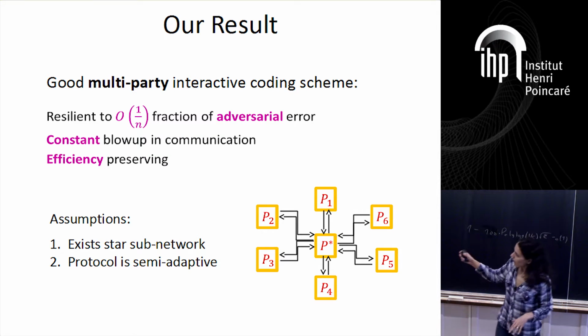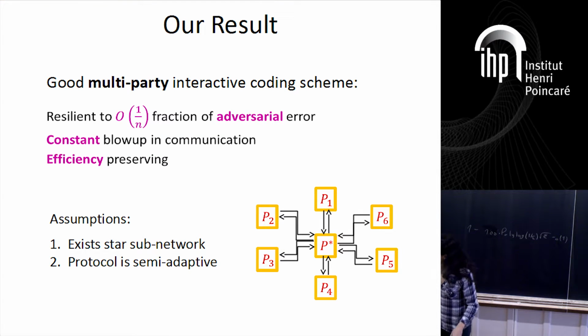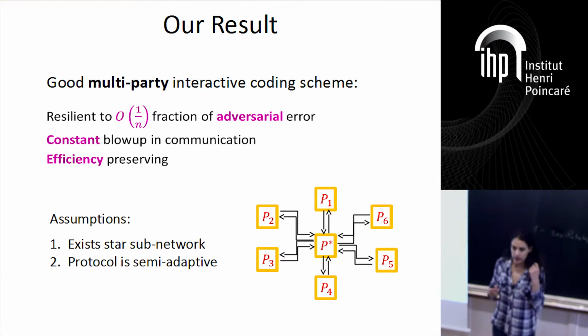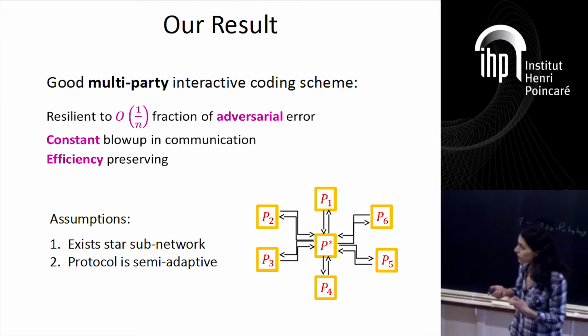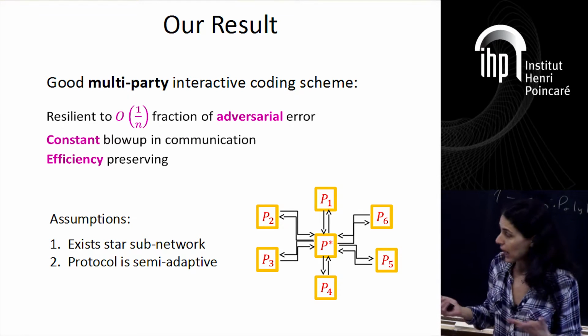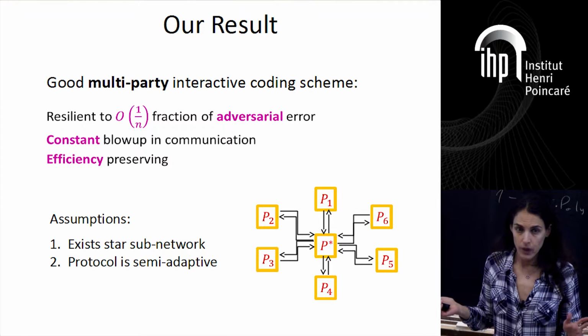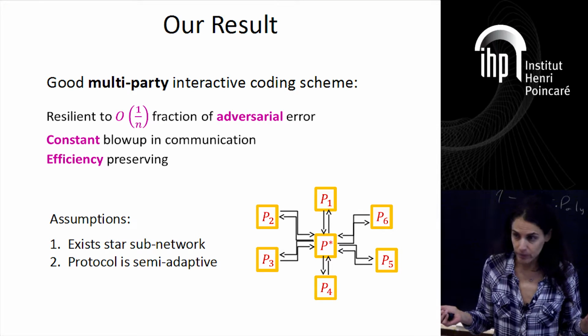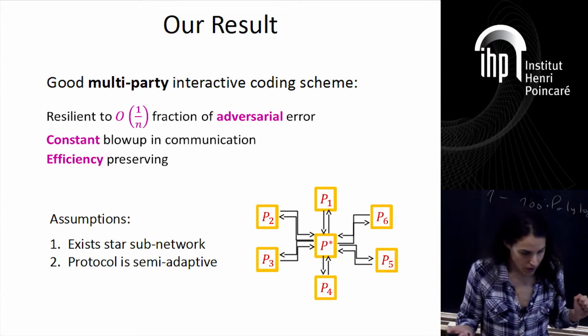Again, we assume that there's a star subnetwork, so there's one party that's connected to all. He's going to help us execute our protocol, and we're going to construct a protocol that's resilient to constant over n, where n is the number of players, adversarial error, with constant blow-up in communication, not only rounds, also in communication, and it's going to be efficient. Okay, questions before we start?